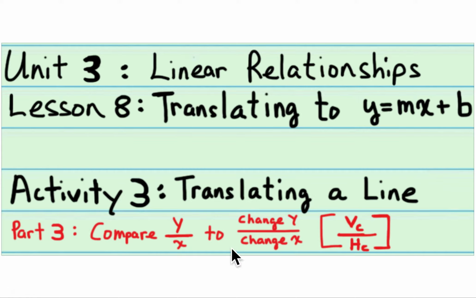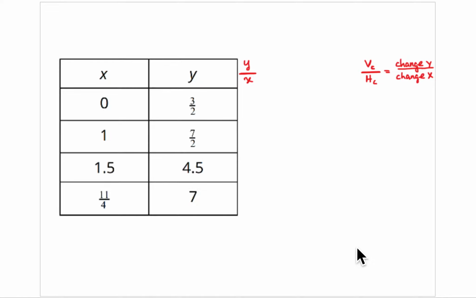This is the third part for activity 3, translating a line. In this part, what I want to do is compare dividing the coordinate for y by the coordinate for x to dividing the change in y divided by the change in x, which we're calling the vertical change divided by the horizontal change.